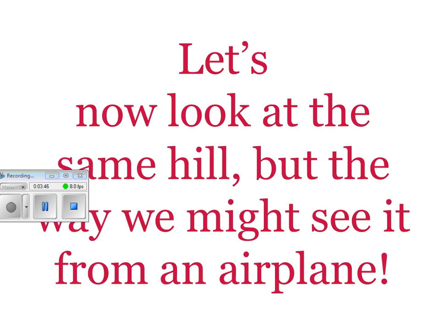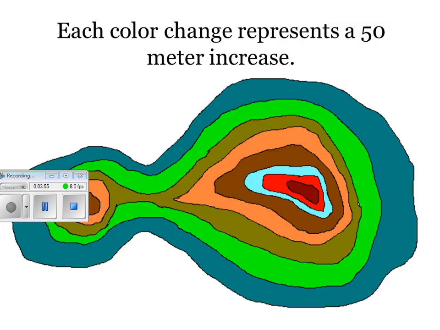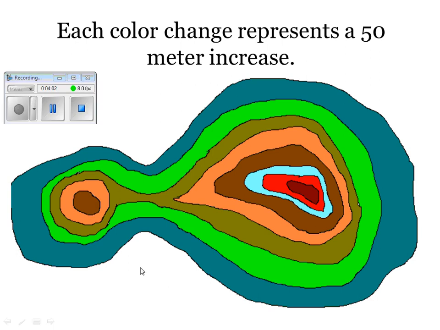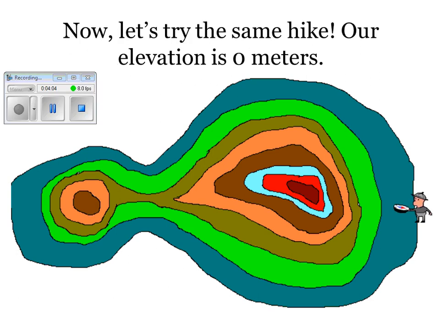Now let's take a look at the same hill, but we're going to change the way we're looking at it. So instead of looking at it right in front of our eyes, we're going to look down on it, just like a topographic map, like we've been doing. Each color change represents a 50-meter increase. So we're going to do the same thing that we just saw in profile view, but now we're going to look at it as a topographic map view. And where he's standing right now is 0 meters, so he's right at sea level. He's going to go up, just like he did before.